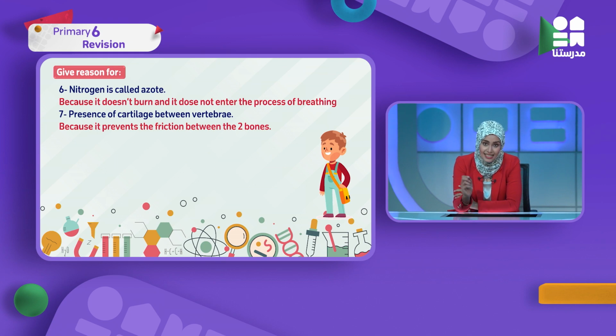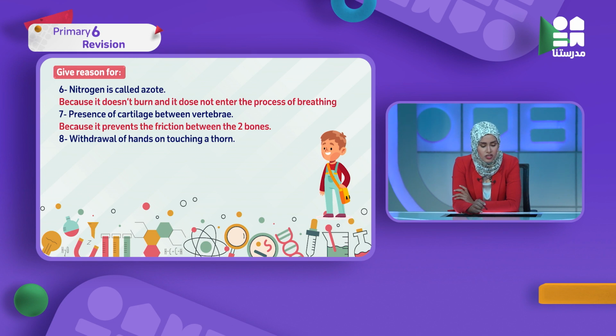I can ask you the same question but as what happens if? What happens if there is no cartilage between vertebrae? What will happen? There will be friction. We reverse the function. There will be friction between the two bones of the backbone. Okay? In general, cartilage is not only in the backbone, so you should know. It's found in all of our bones in our body.